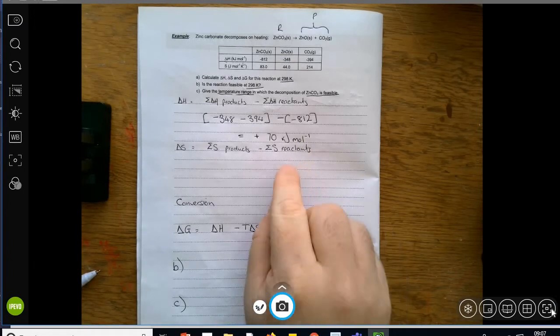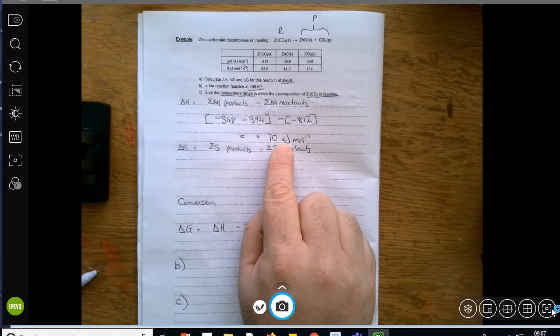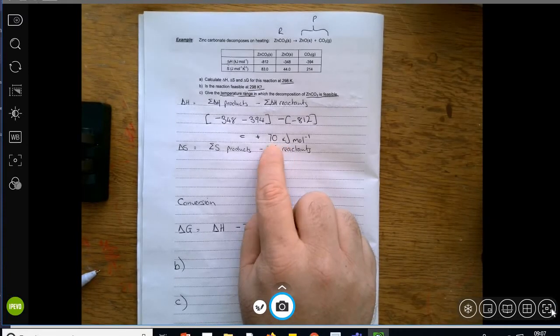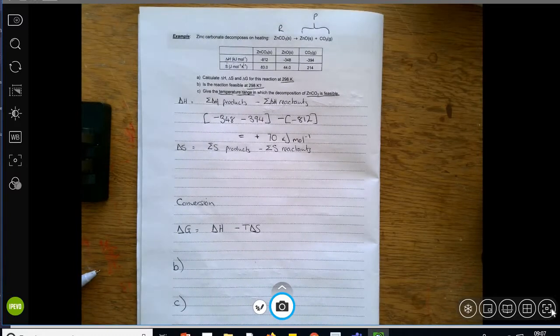If you notice, wherever possible I've tried to use a little lowercase k, because the little lowercase k means kilo, or 1,000 joules. So that's 70,000 joules per mole. That will become relevant in the next section.